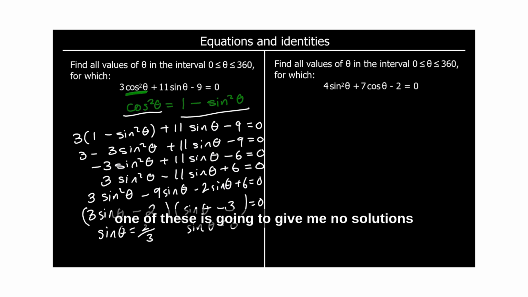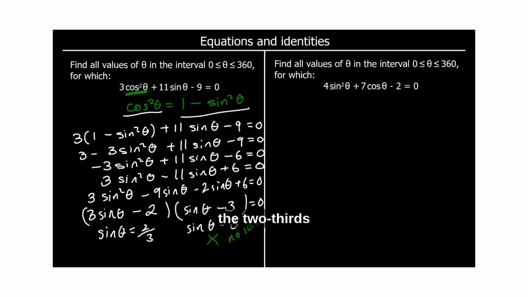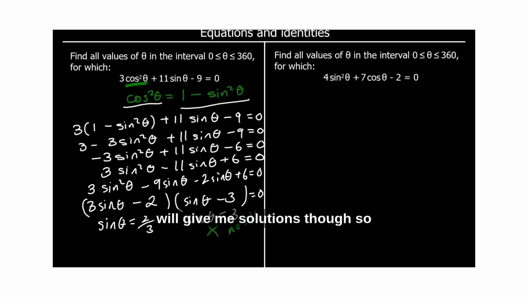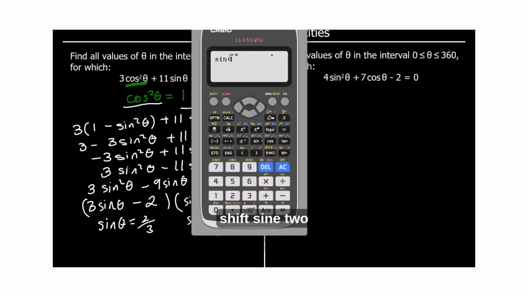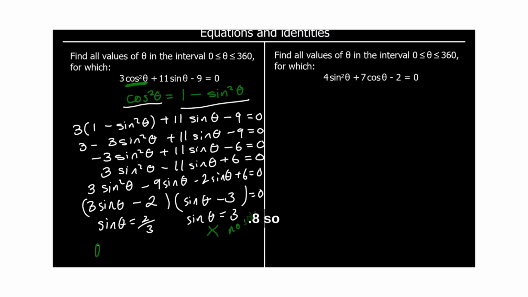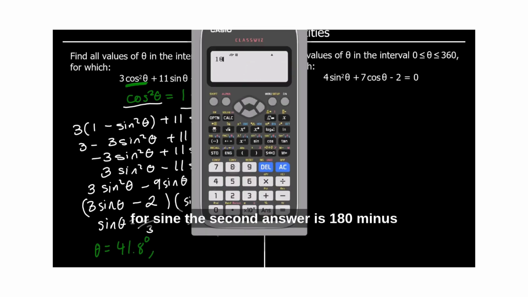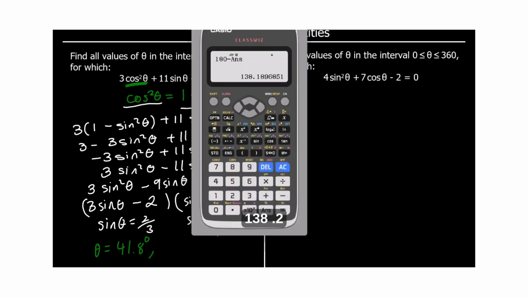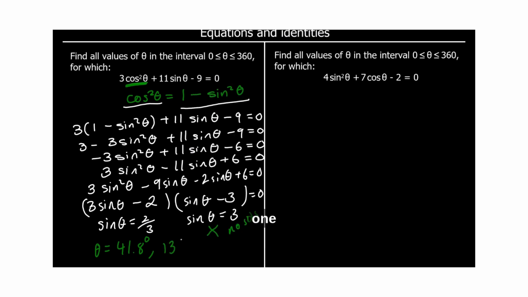Now, one of these is going to give me no solutions. So sine theta cannot equal 3. It's got to be between 1 and negative 1. So this is going to have no solutions. The 2/3 will give me solutions though. So shift sine 2/3, 41.8. So theta is 41.8 degrees. And for sine, the second answer is 180 minus the first answer, 138.2.